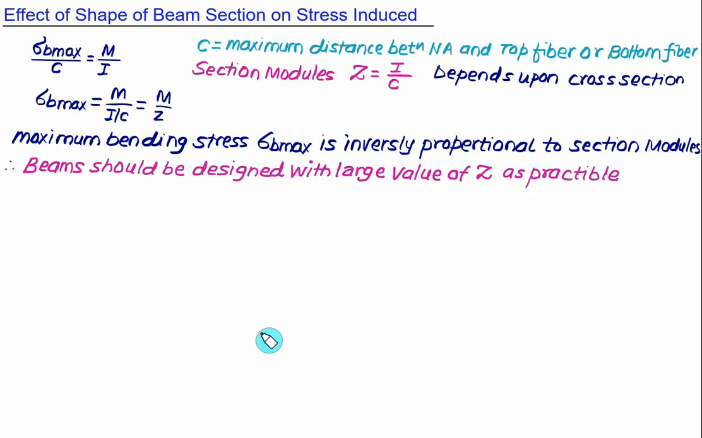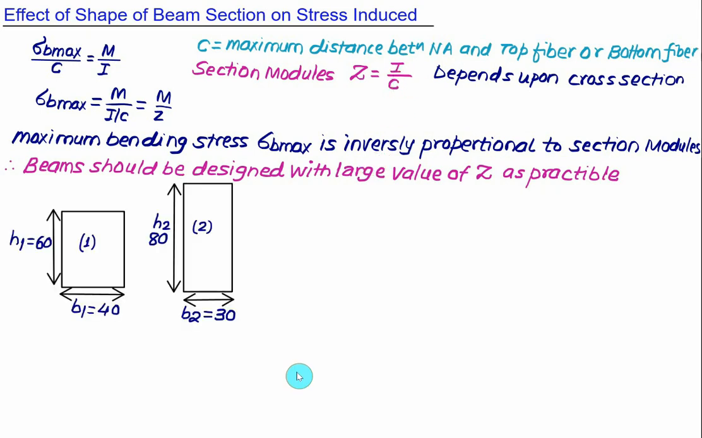Since we are interested in keeping the value of the maximum bending stress as low as possible, the beam should be designed with a large value of Z, because if the value of Z is as large as possible, the value of sigma b will be minimum. So you have to select such a cross section for which the moment of inertia is very large. For example, consider two rectangular beams, and in both cases the depth is higher as compared to the width.